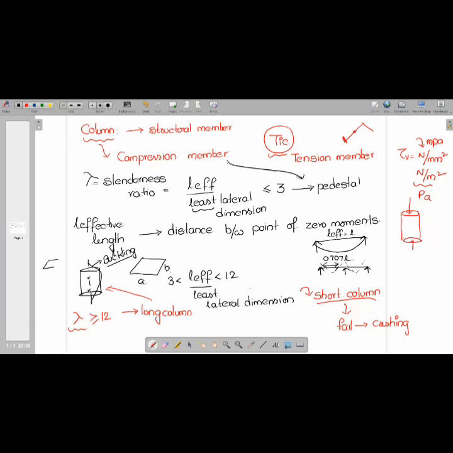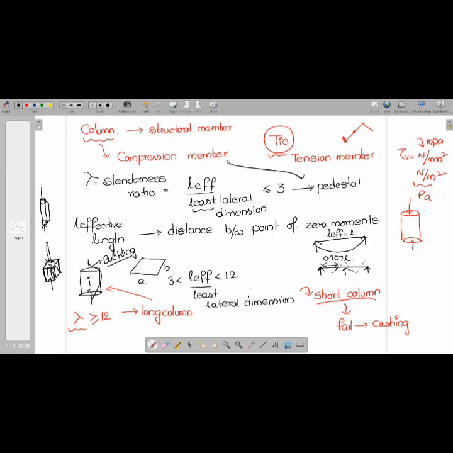See, actually, what is a long column? A short column fails only by crushing. Actually, there is a huge force applied here. Suppose in a UTM machine, you take a cube. The cube is subjected to compression, and then it will crush. But if you see an electrical pole or anything and apply the load, it will get buckled like this. Are you getting me?